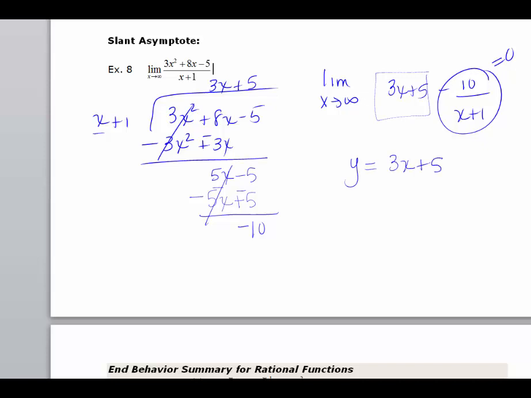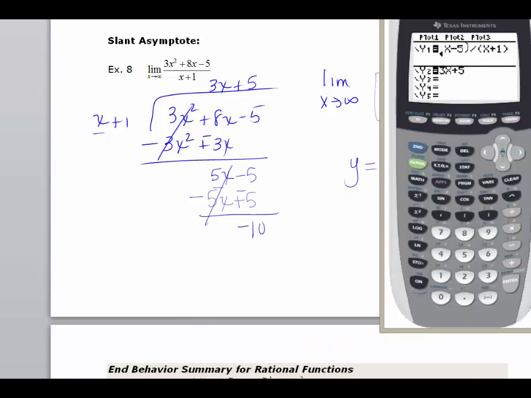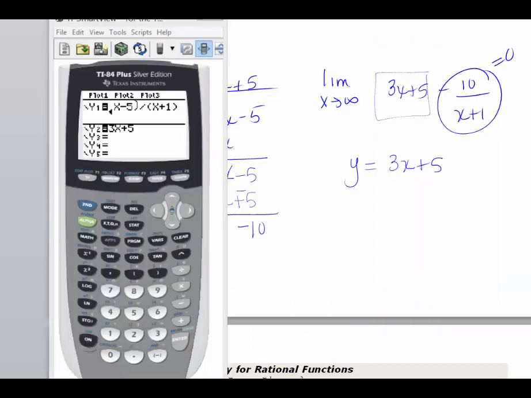And so I'm going to open up the calculator. And what I've done is I've put the original function in for y1.